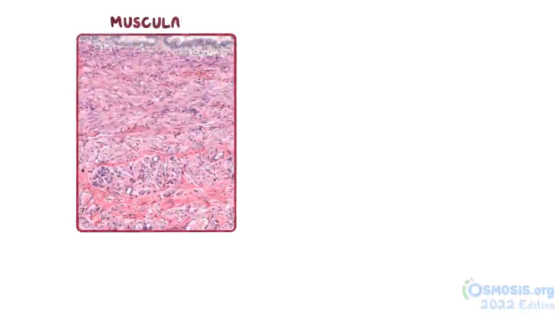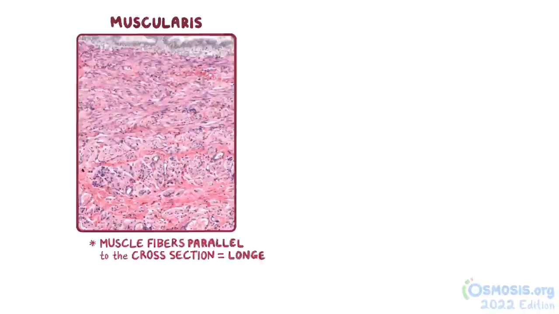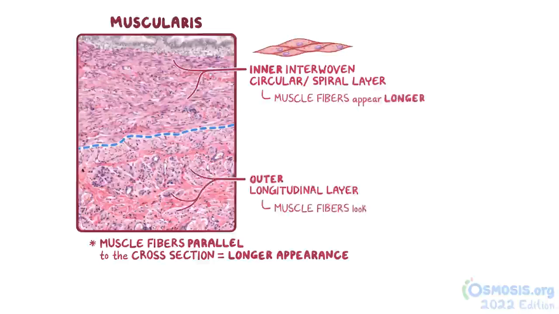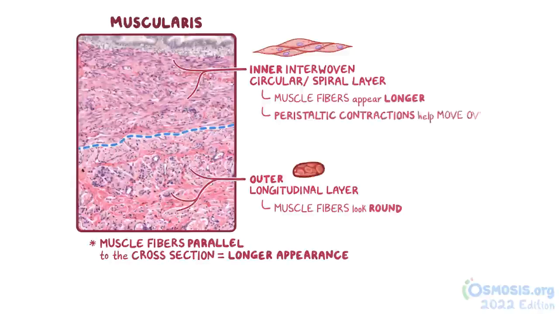In this image of the muscularis, it's easier to identify the two layers of smooth muscle that make up this layer. Since this image is a cross-section of the fallopian tube, muscle fibers that are parallel to the plane of the cross-section will have a longer appearance. As a result, the inner interwoven circular or spiral layer of smooth muscle will have muscle fibers that look longer, and the outer longitudinal layer will have muscle fibers that look more round. The inner circular muscles have peristaltic or wave-like contractions that help physically move an ovum or fertilized zygote toward the uterus.